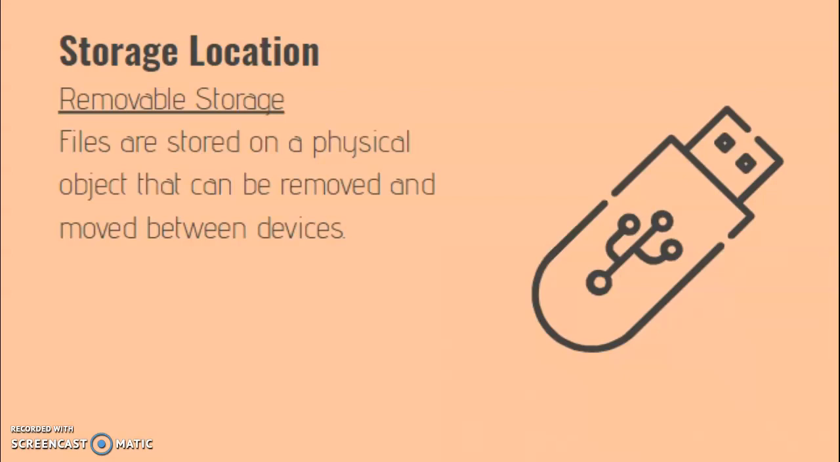Next one we got to talk about is removable storage. You can see the icon there. It looks like a thumb drive. That's a typical icon. Files are stored on a physical object that can be removed and moved between devices. So I can save it on a thumb drive, move it to another thumb drive or to another computer, and open it up from that thumb drive. We will use removable storage a lot in class because we move things from the computer to the machine, all around that way.